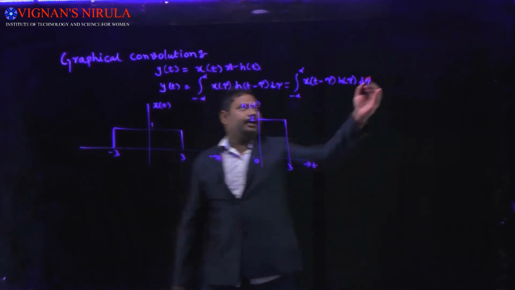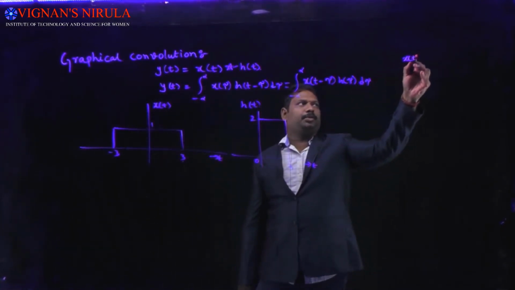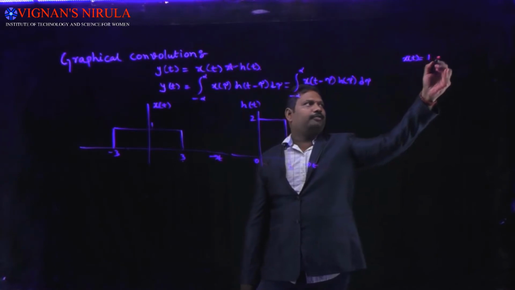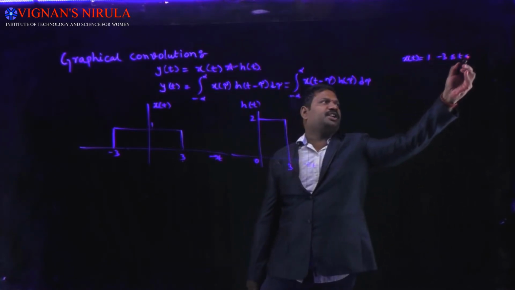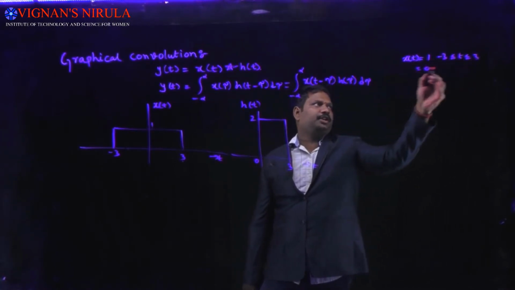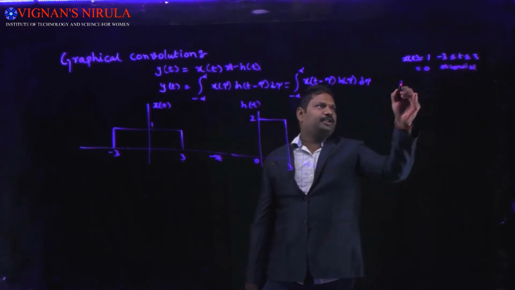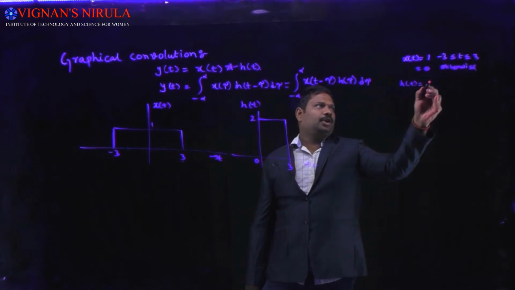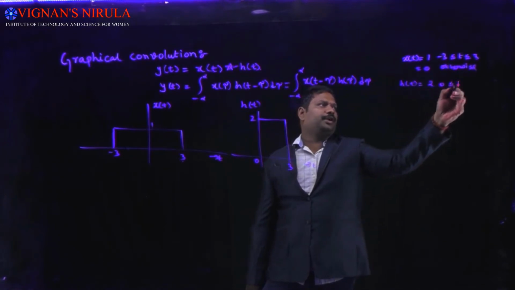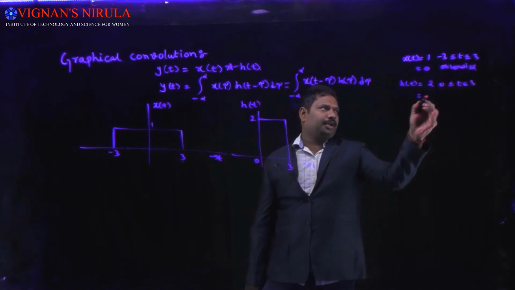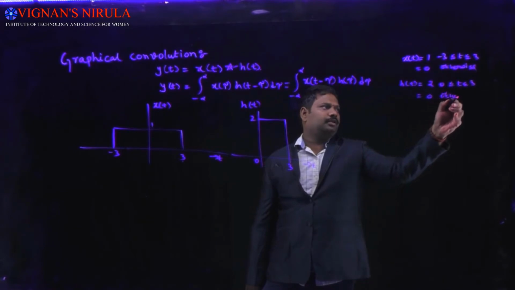I'm writing it here: x of t is defined as 1 for minus 3 less than or equal to t less than or equal to 3, and it is equal to 0 otherwise. Similarly, h of t is defined as 2 for 0 less than or equal to t less than or equal to 3, and 0 otherwise.